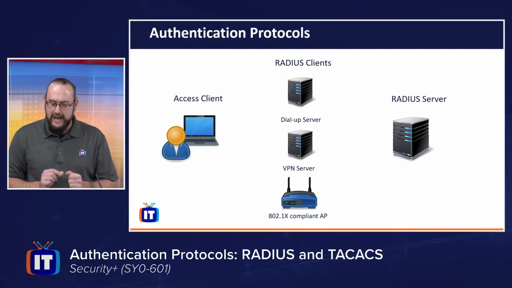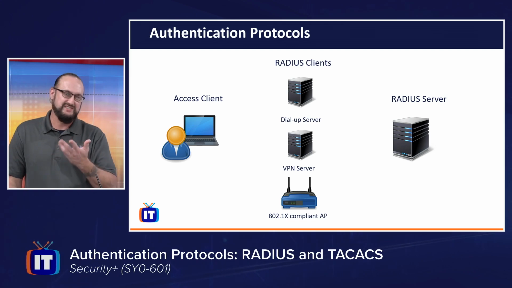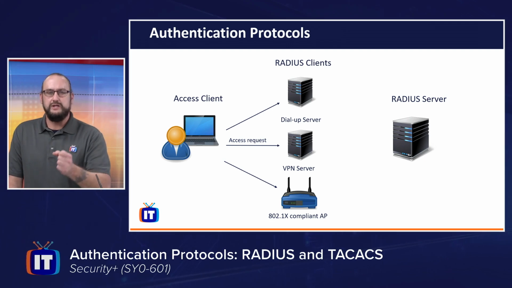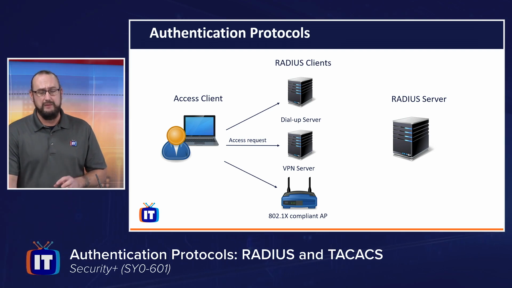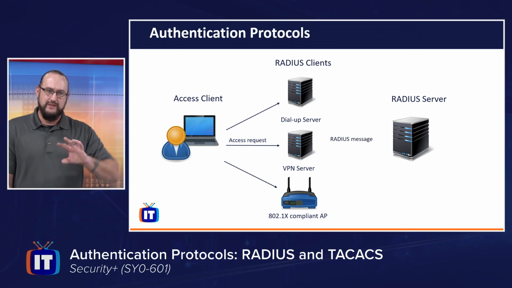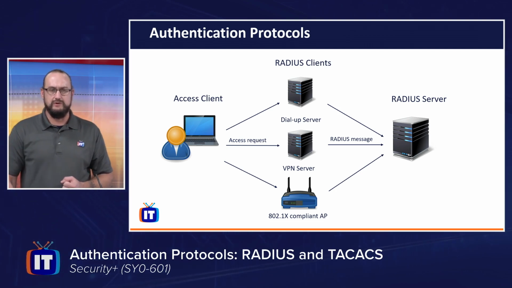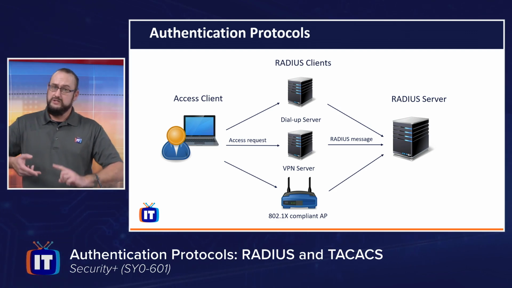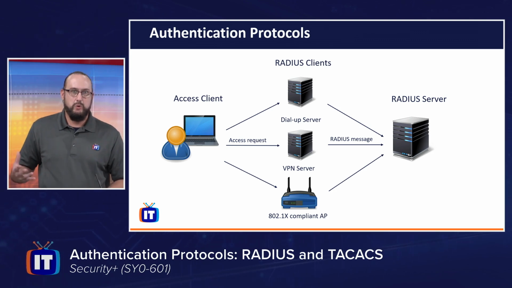What happens here is when we make a connection request, it's an authentication request. The access request, however you want to say that, is going to go to one of these Radius clients. The Radius clients are called that because they take that access request and generate what's known as a Radius message, and they send it off to the Radius server. Now remember, the Radius server is doing authentication, it's doing authorization, and it's also doing the accounting, keeping track of what you are doing, right?